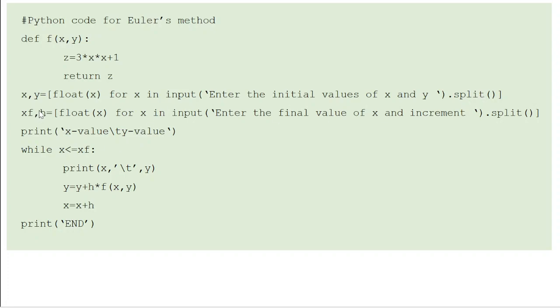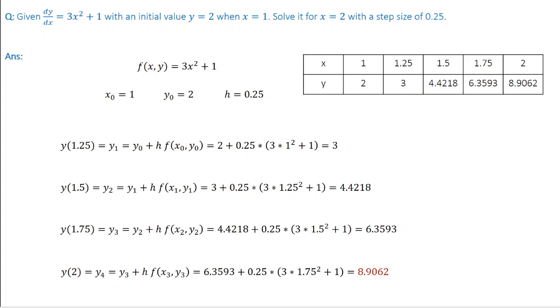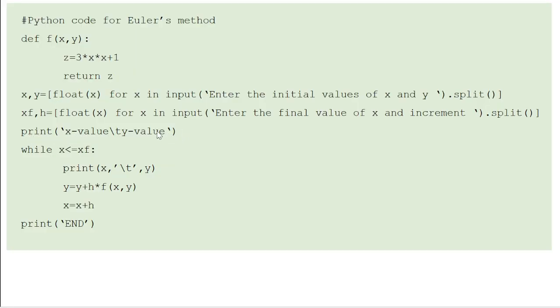Then I need to get the final value of x at which I want to find the solution. I call it as xf. Then I need to get the step size or increment, call it as h. So if you want, you can input all the 4 parameters at once using the split function, but to avoid crowding, I just wrote it in 2 separately. It's your choice. Then I need to create a table of solution like I did here. So I give the title x value, y value separated by a tab space. So \t gives you a tab space.